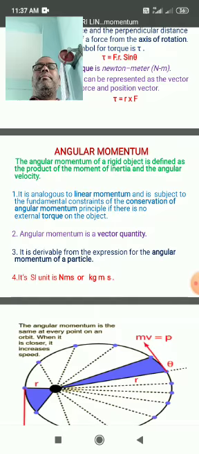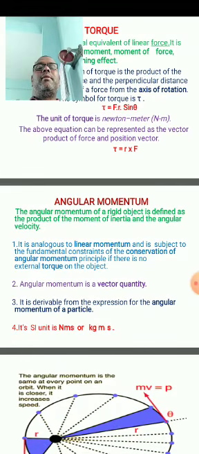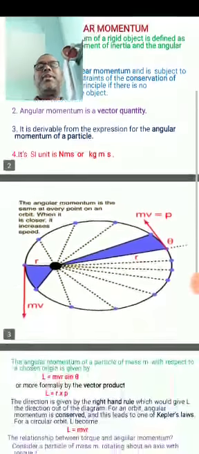Angular momentum. The angular momentum of a rigid body is defined as the product of moment of inertia and the angular velocity. It is analogous to linear momentum and is subject to the fundamental constraint of the conservation of angular momentum principle: if there is no external torque on the object, angular momentum is conserved. Angular momentum is a vector quantity. It is derivable from the expression for the angular momentum of a particle. Its SI unit is newton meter second or kg meter squared per second.